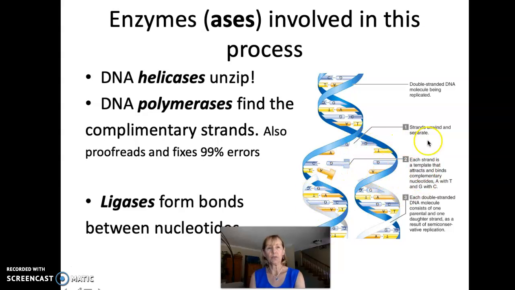So I just told you strands unwind and separate. Well, you need an enzyme to do that. You need to undo the helix. So we're going to call it helicase. Helicase. It's kind of the unzipper, right?